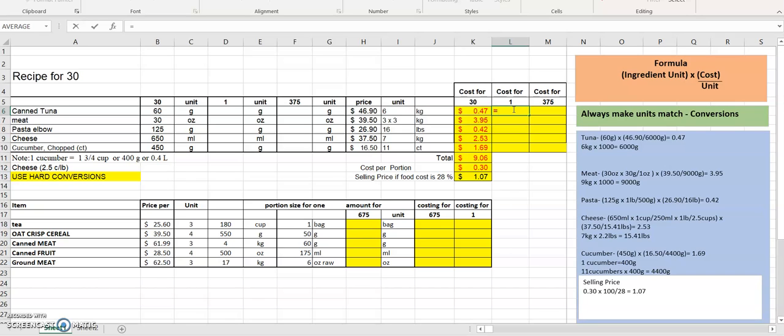So what you're going to do is you take your cost for 30 and you divide it by 30, and you have to do F function 4, so then when you equal it, you can just copy it down. And now for cost for 30, you take your cost for 1 and you multiply it by your cost for 375, and again, F function equals and drag it down.